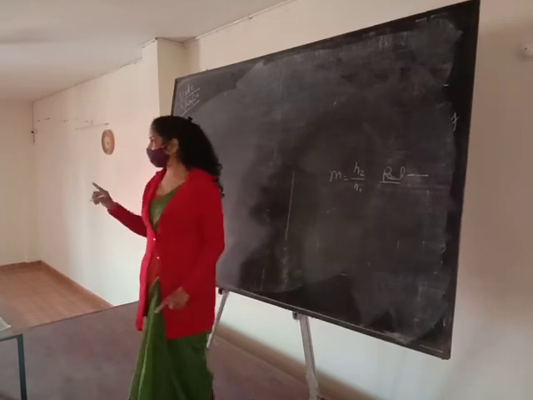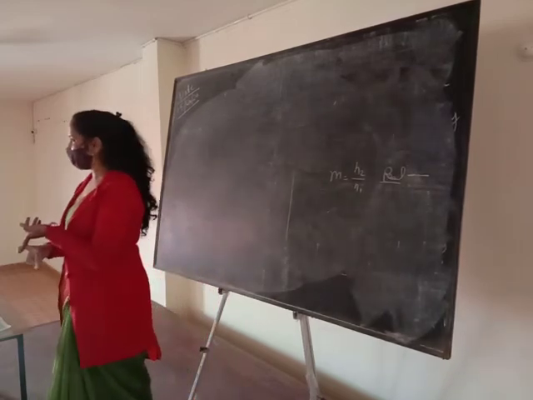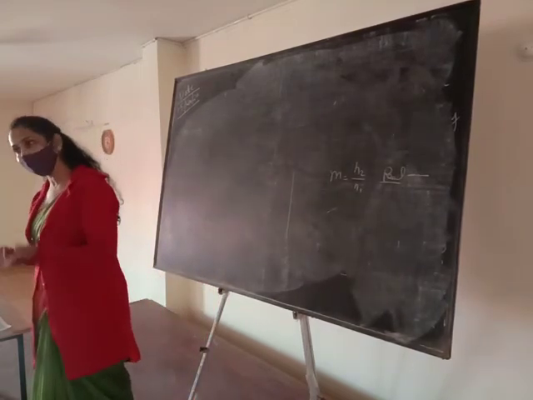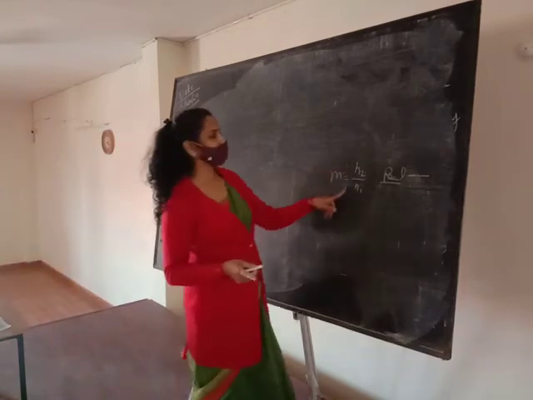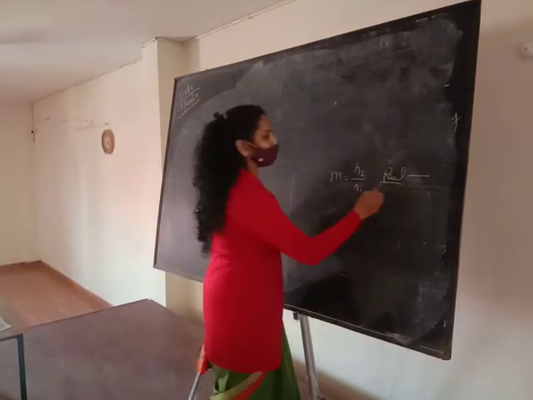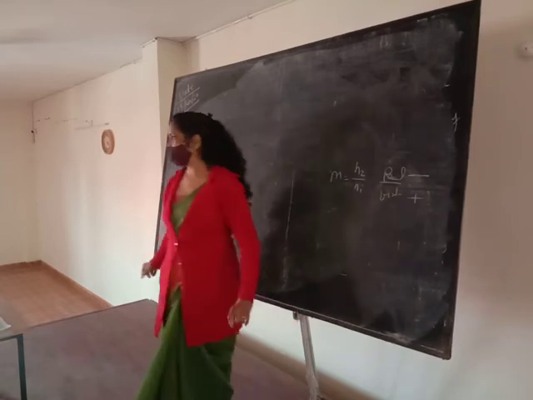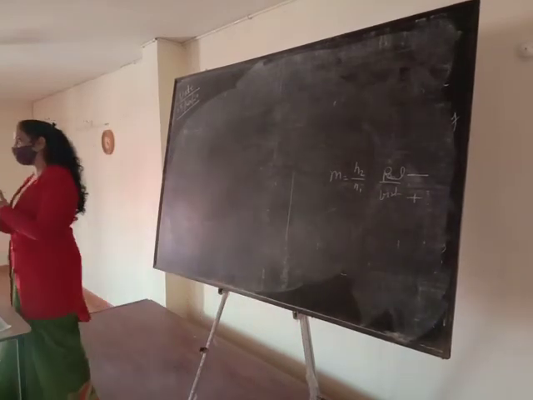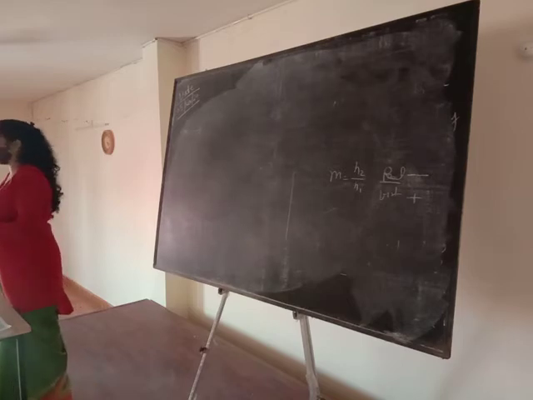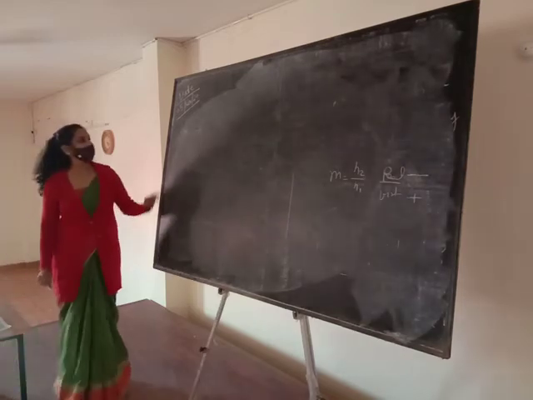And if a virtual image is formed, h1 is always positive, and for the virtual image, h2 is always positive. So both are positive, and magnification will be positive if a virtual image is formed. It should be very clear to you that magnification will be negative for the real image and positive for the virtual image. Okay, good. Saurabh, continue.